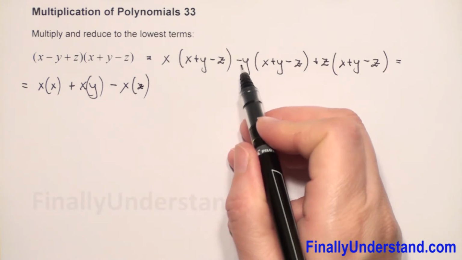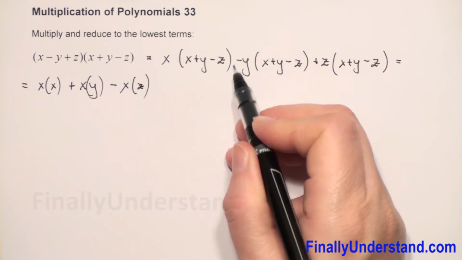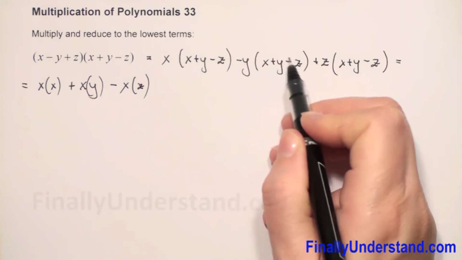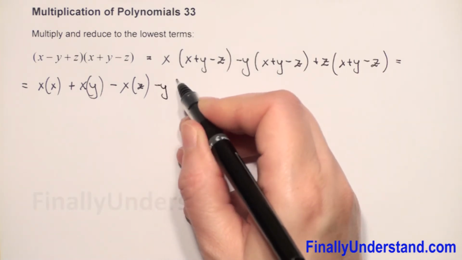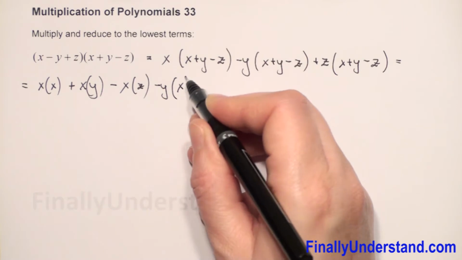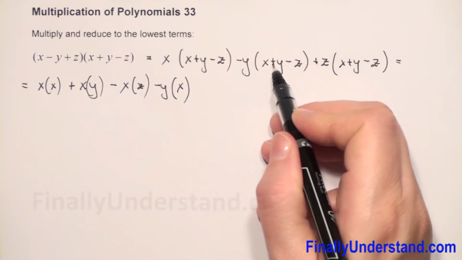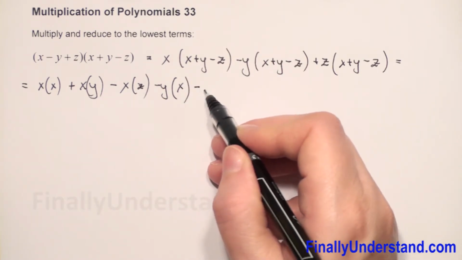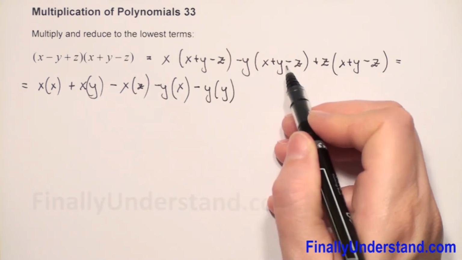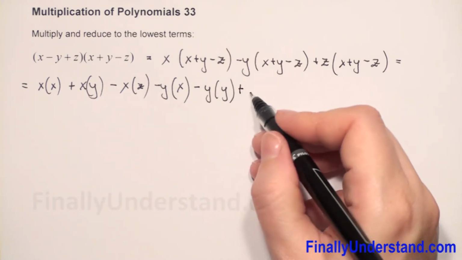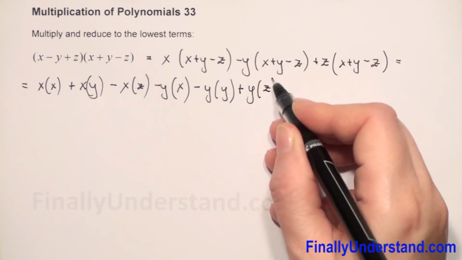Next we have negative y. We have to distribute it over each term in the polynomial. So negative y times x, negative times positive. So negative y times y, negative times negative. So now we will have positive y times z.